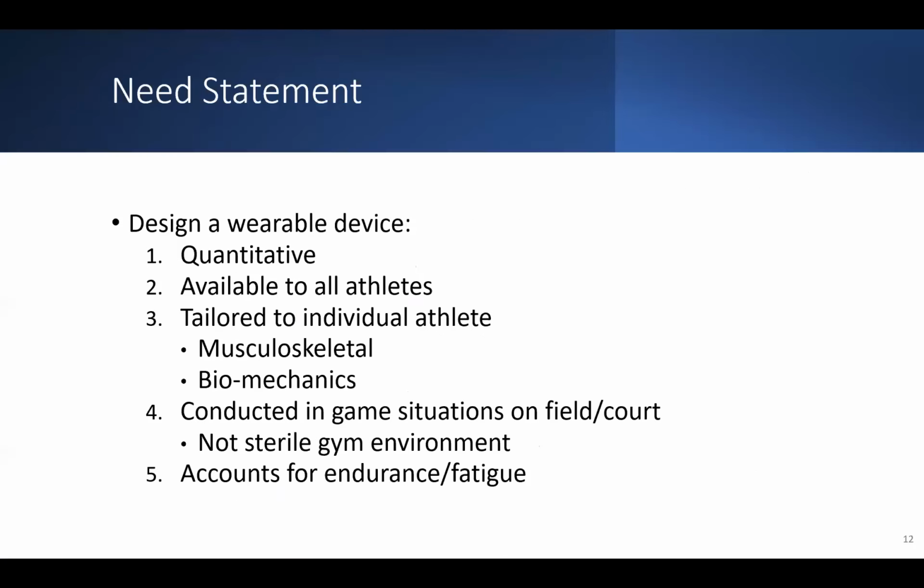So this will lead us into our needs statement, where we need a wearable device that will make the return to play process quantitative, and make it available to all athletes, not just professionals who have access to athletic trainers. We want to make it tailored to the individual athlete, specific to their biomechanical and musculoskeletal system. We want it to be conducted in game-like situations on the field of sports and not just in a sterile environment. We want it to account for endurance and fatigue, as these are two main factors that lead to re-injury and injury in general.